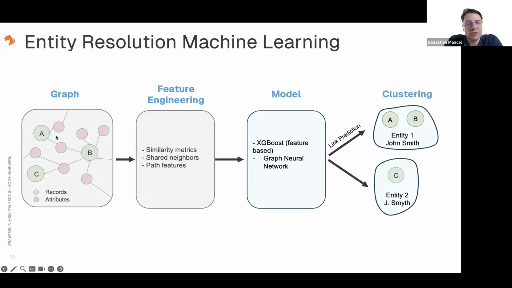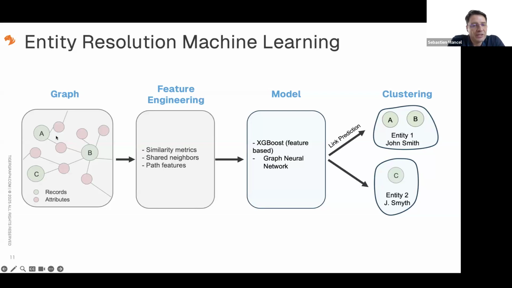So now let's walk through the machine learning pipeline for entity resolution. We'll look at this step by step. On the far left, we begin with a graph representation of the data. Each circle marked A, B, C represents a record, and the red circles represent attributes such as email, phone, or address. Edges in this graph show records with shared attributes. This graph gives us context that traditional tabular data doesn't. Instead of comparing records in isolation, we can now see how they're connected through shared data points.